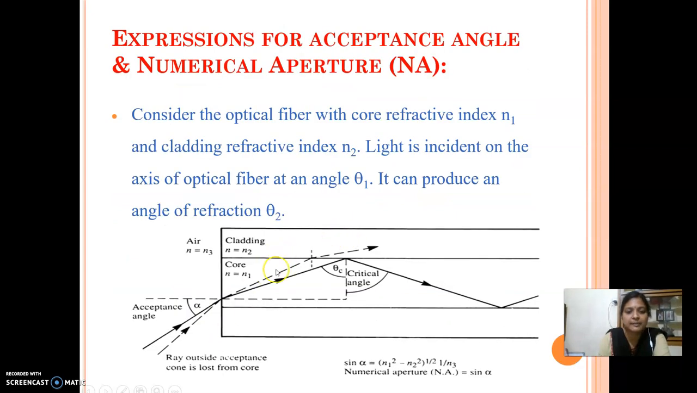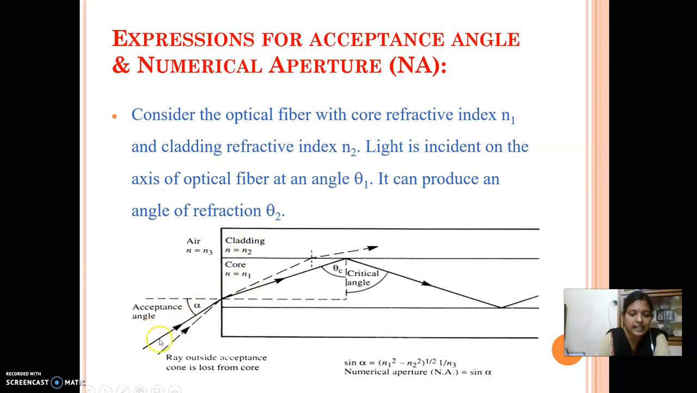Now this is the expression for the acceptance angle and numerical aperture. Let us take the center part, which is the core, having the refractive index n1. The outer part, the next layer called cladding, has the refractive index n2. And the outside air has the refractive index n0. So we are taking three refractive indices: n0 for the air, n1 for the core, and n2 for the cladding.